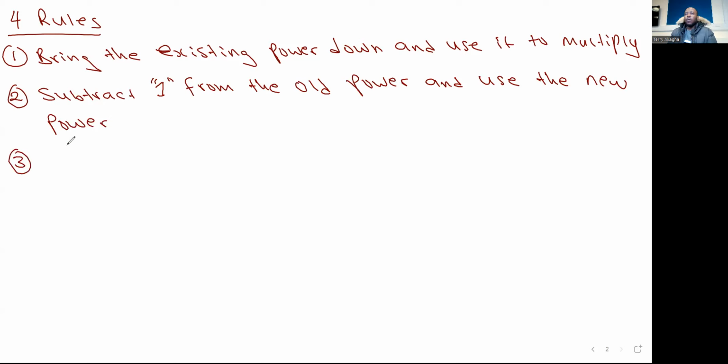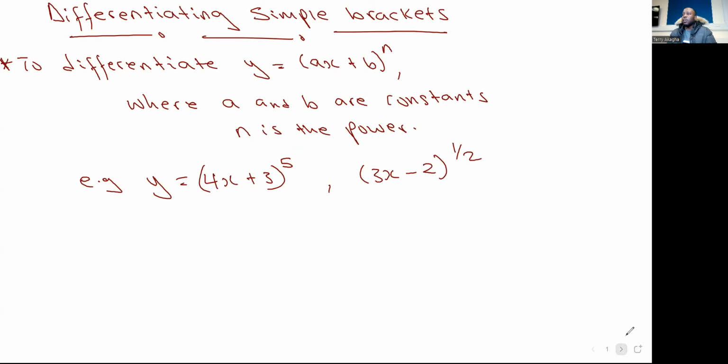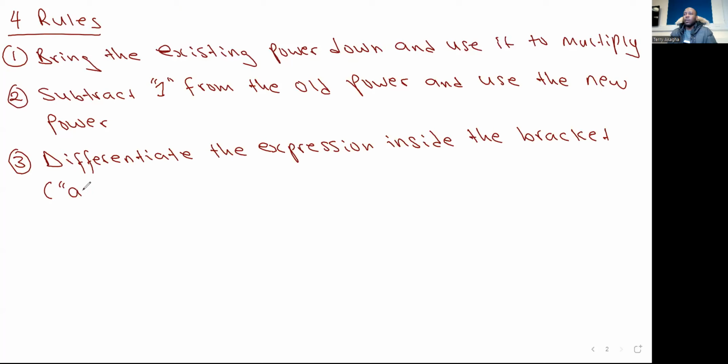Number 3, when you're done with that, you differentiate the expression inside the bracket. Don't worry, I'm going to explain all this, I just want to write down the rules for you. So you differentiate the expression inside the bracket, in this case the ax + b. It could be anything, but whatever is inside the bracket, using any of the previously discussed mechanisms.